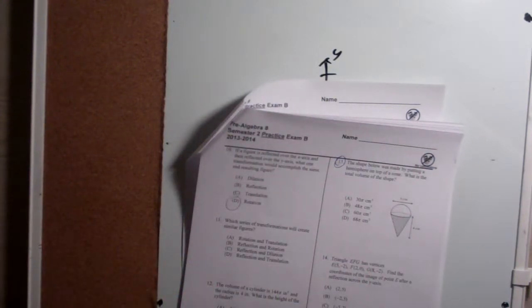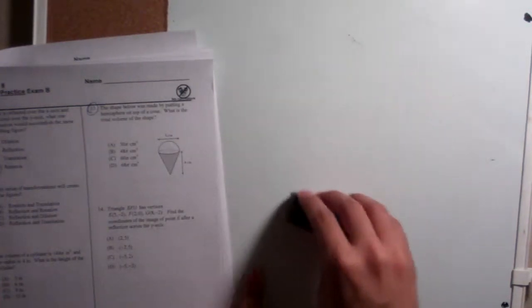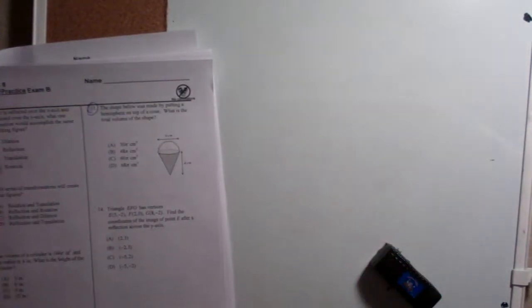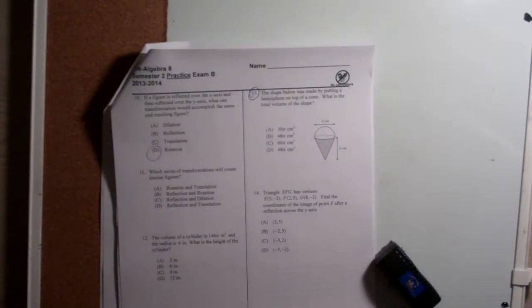Okay. Number 11. Which series of transformations will create a similar figure? So similar figure means same shape, but different size. All right. For letter A, it's saying rotation and translation. Would this give me something that has the same shape but different size?